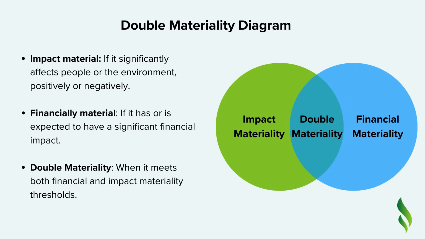Double materiality is a way of viewing a company's interaction with different environmental, social, and governance factors through two key perspectives. The first is how will my company impact the world around me? And the second perspective is how will the world around me impact my company? Typically, these two viewpoints are described as impact and financial materiality.